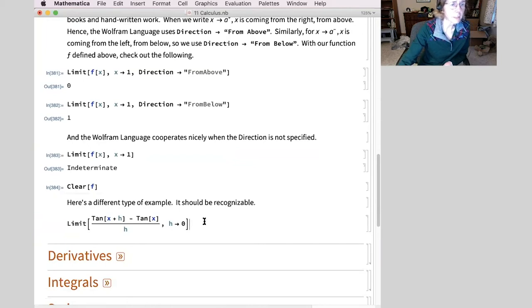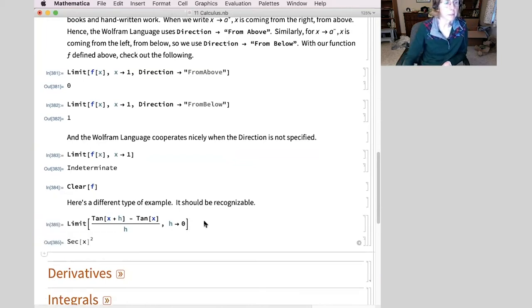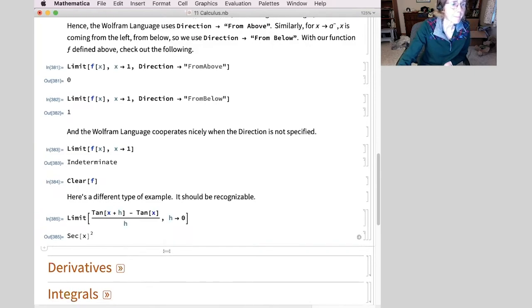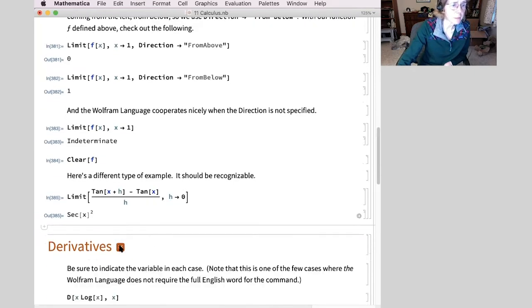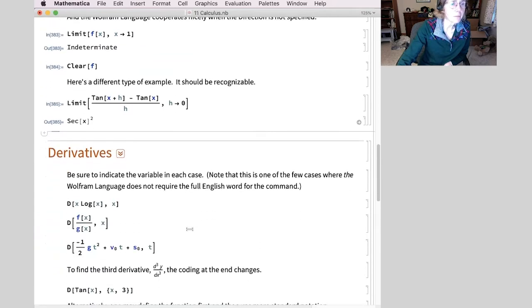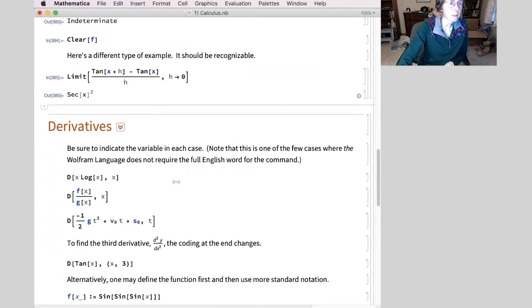Derivative of tangent, and by definition as h goes to 0, I get secant squared. I can certainly put this in traditional form and get my square where I'd like to see it, but hopefully you're comfortable with reading that at this point. Okay, on to derivatives. This is one of the few places where Mathematica does not expect the entire English word.